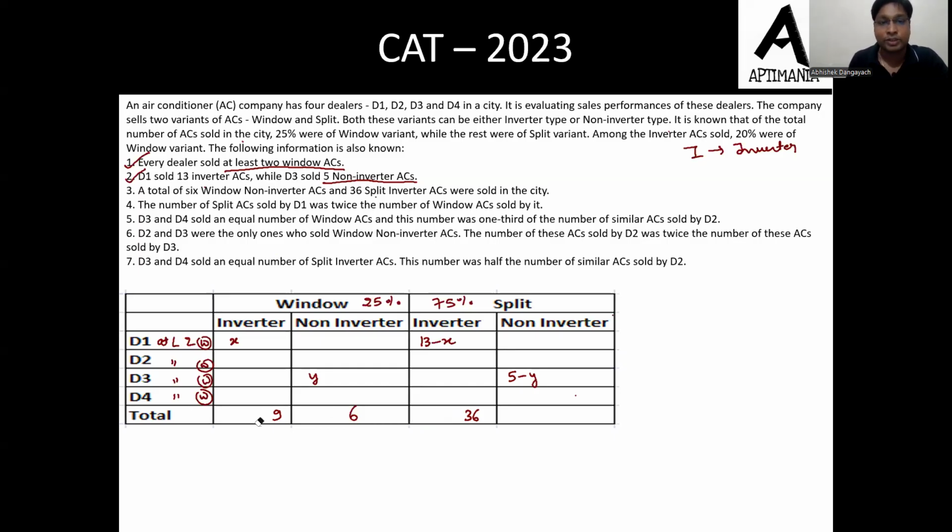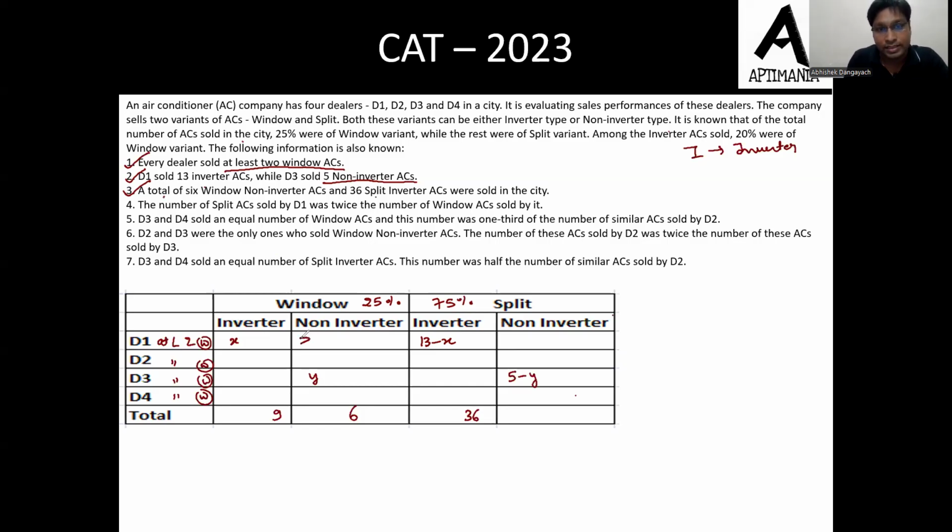So if this is 36, this must be 9. यहाँ से ये value हमको मिल गया है. आगे चलते हैं. Then we have, so we have used this third information as well. Fourth, the number of split ACs sold by D1 was twice the number of Windows AC sold by it. D1 का जो split AC का sale था, वो double था as compared to window AC.